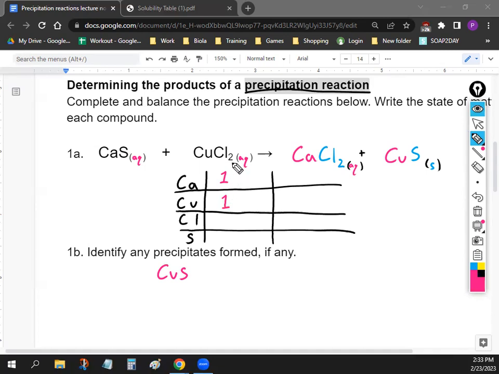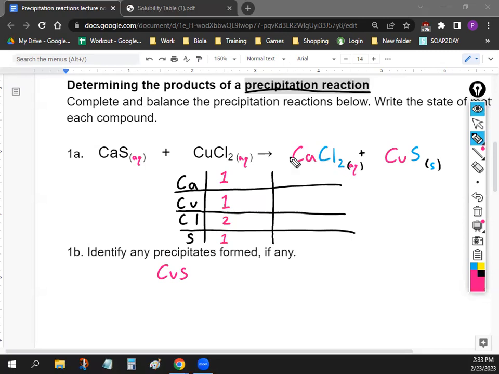Remember, if there's a small 2 behind it, it applies to the one right in front. Yeah, I kind of tricked you. I was like 1, 1, 2. So we got 2. And how many S's do we have on the left side? 1. Okay, is everybody good with that? Yes. The counting.